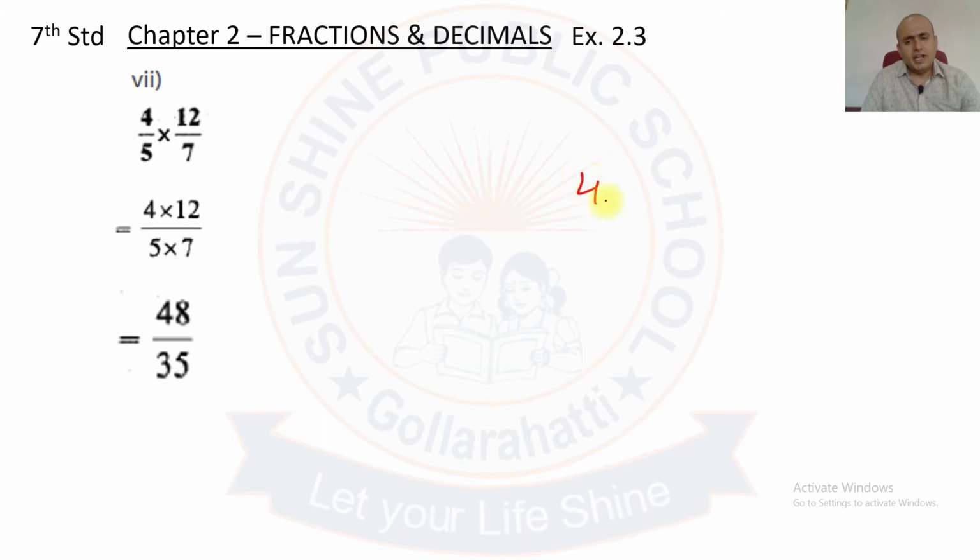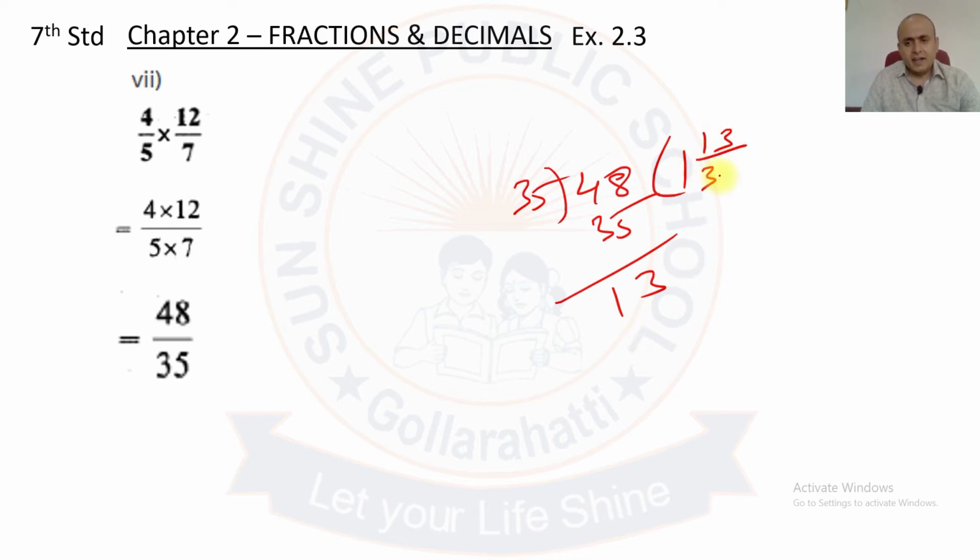That is, we should divide 48 by 35. That is 35 ones are 35 and the remainder we get as 13. Therefore, this remainder 13 goes to the numerator and the denominator is 35. The answer is 1 13 by 35. And this is the final answer, that is 1 13 by 35.